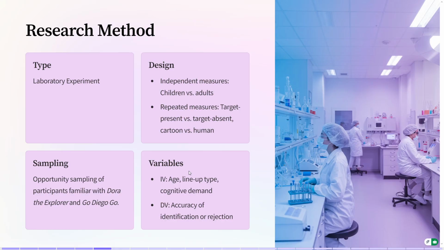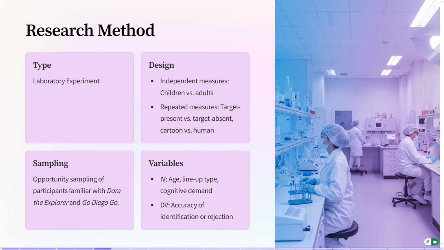All right, so the variables, the IV contains the age, lineup type. Age in terms of children versus adults, the lineup type. Okay, is it the target absent, target present? Okay, the cognitive demand, the difficulty around the faces, is it the familiar or the unfamiliar one? Cartoon is familiar to them because they know the cartoon. Humans unfamiliar.